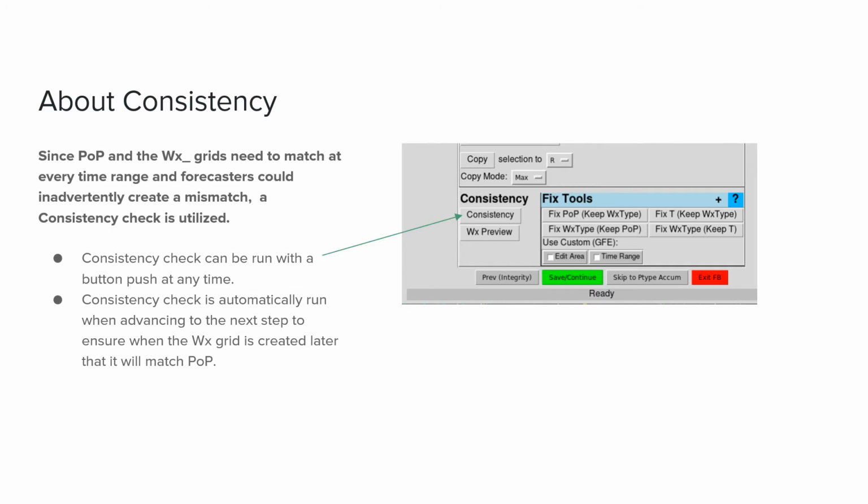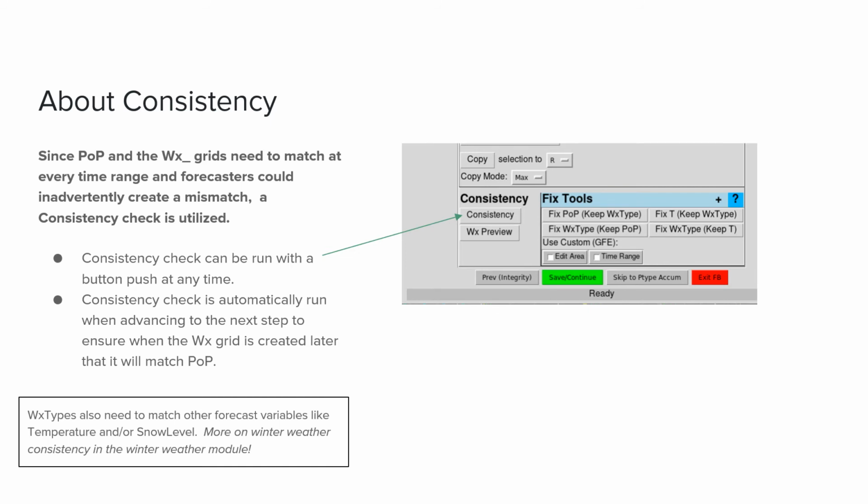The check can be run at any time with a button push in the GUI, but it will also automatically run when advancing to the next step to ensure that when the weather grid is created later, these weather types will match the pop. Weather types also need to match other forecast variables like temperature and/or snow level. More on winter weather consistency is available in the winter weather module.